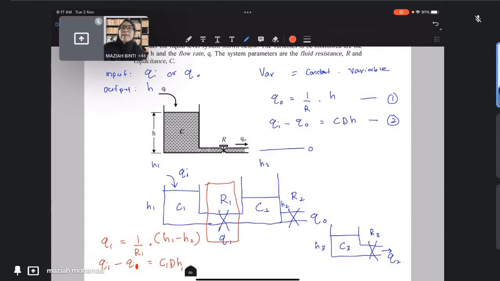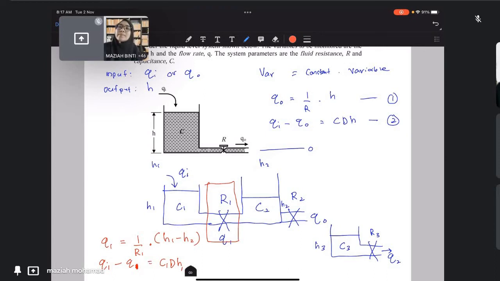Anyone? Second tank. Taufik? I don't have idea. Lim Jin Yang? For tank number 2? Hello.